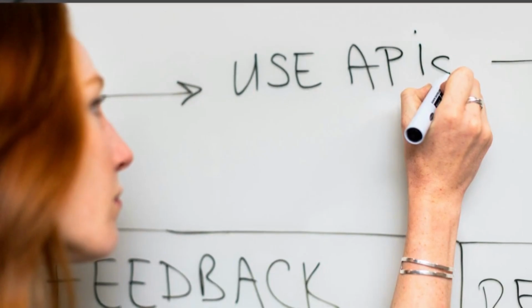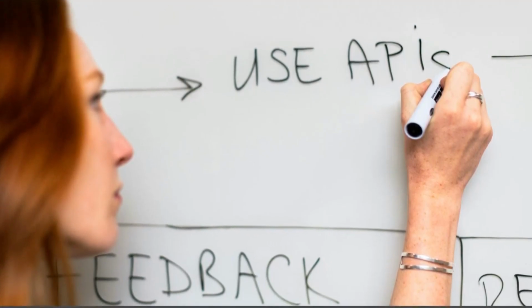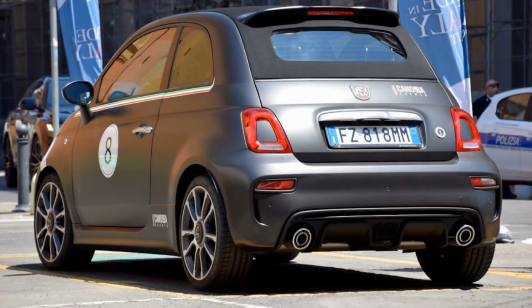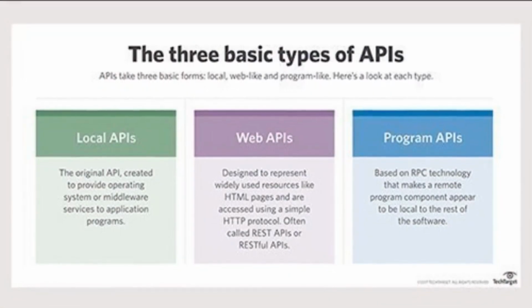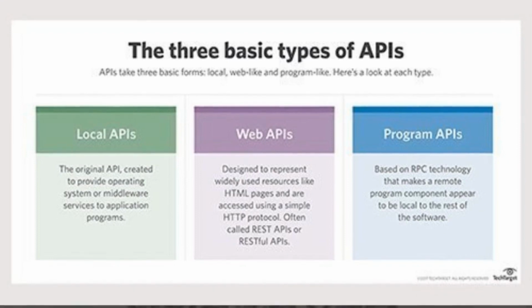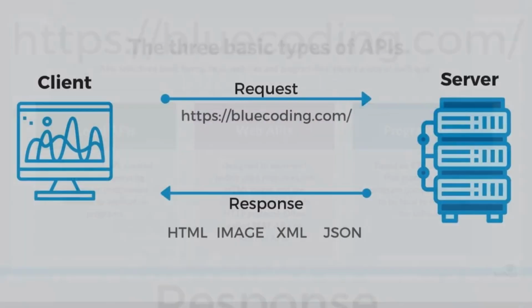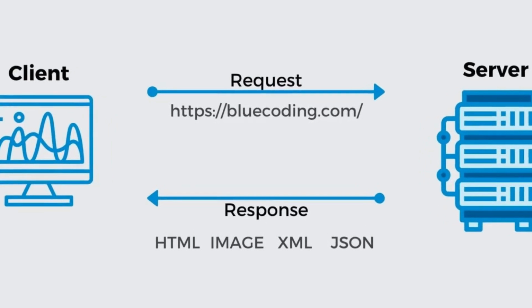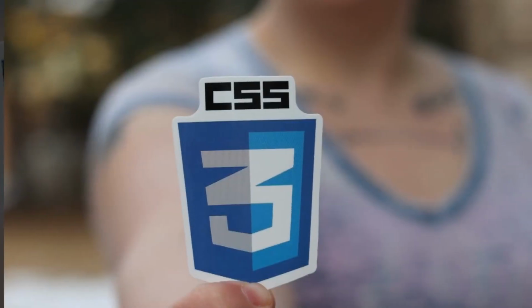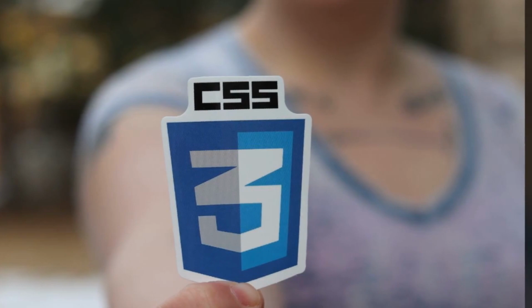APIs come in various flavors, each tailored to specific needs and technologies. We have RESTful APIs, SOAP APIs, GraphQL APIs, and more. Each type has its own set of rules and conventions for communication. For instance, RESTful APIs use HTTP requests to perform actions, while SOAP APIs rely on XML-based messaging formats.